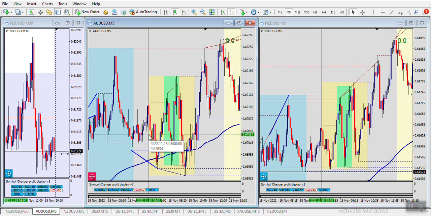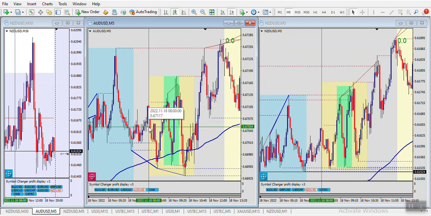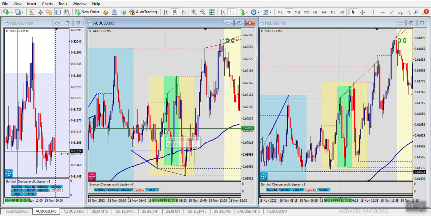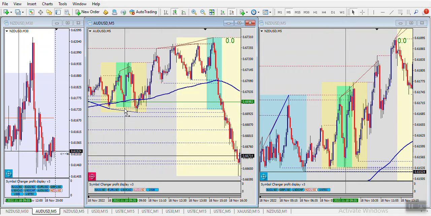On the broker time here, this is 8 a.m., so that is 7 a.m. my time, that's Nigerian time. Then I'll stop taking trades at this point, which is around 10 a.m. broker time, that is 9 a.m. Nigerian time. That is for the New York session.